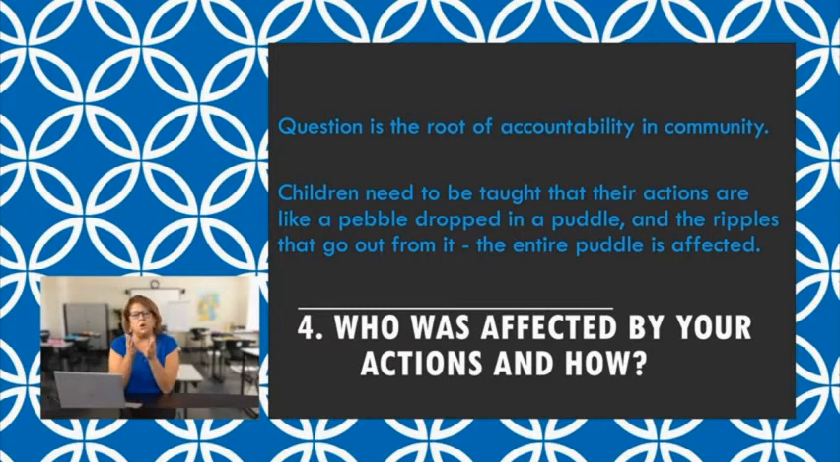Children need to be taught that their actions are like a pebble dropped in a pond or a puddle, and that all of the concentric circles that come out are effects on the community. So if the puddle of the community is your family and the pebble dropped is the child's action, everyone in your family is going to be affected in some way or another. Maybe very distantly, maybe kids can't connect that.